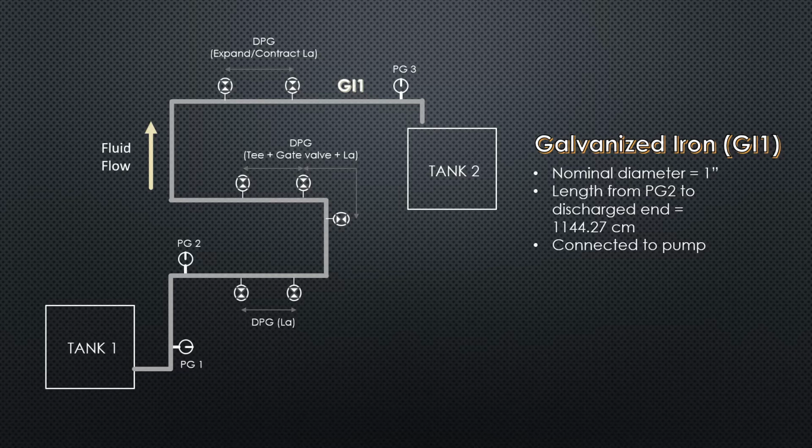As we can see, there are a lot of pressure gauges and common differential pressure gauge DPG along this pipeline. The main function of the device is to measure the value of pressure and pressure drop.